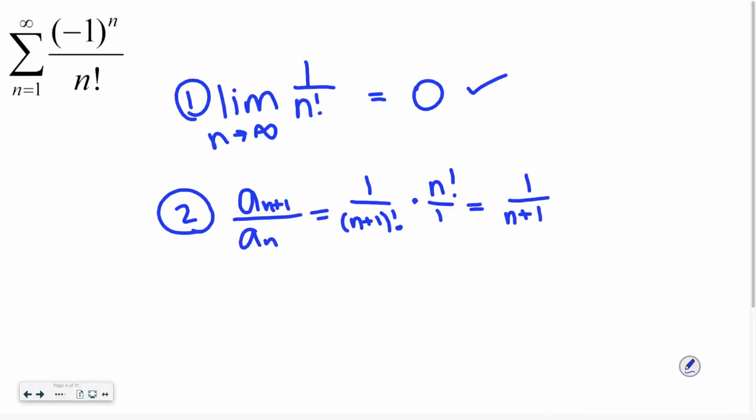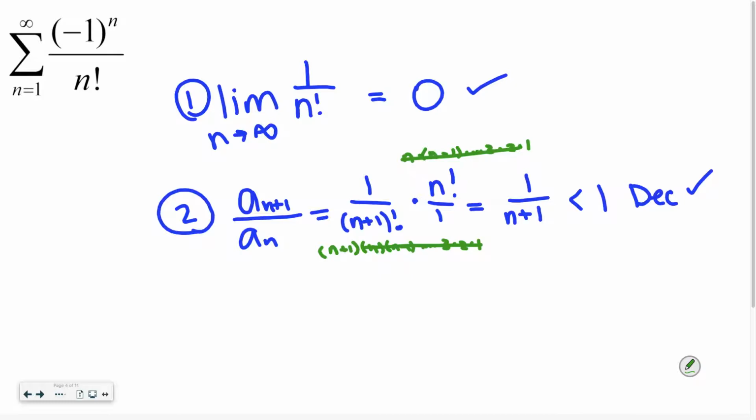Which we know is always going to be less than 1. And so we have shown that it's decreasing. Well, n plus 1 factorial would be n plus 1 times n times n minus 1 all the way down, and n factorial is n times n minus 1 all the way down. So those cancel, and we're left with n plus 1.